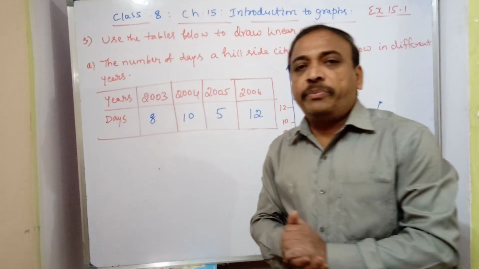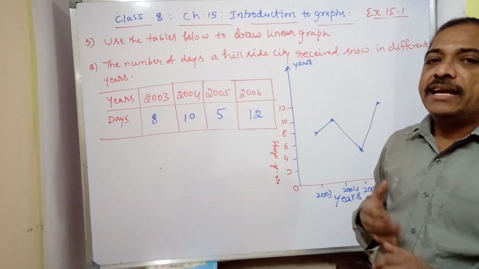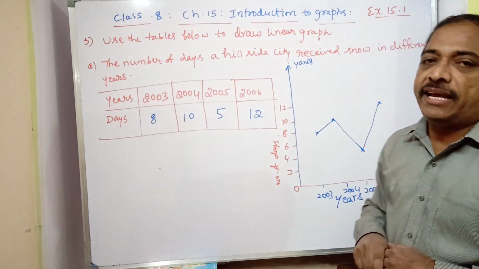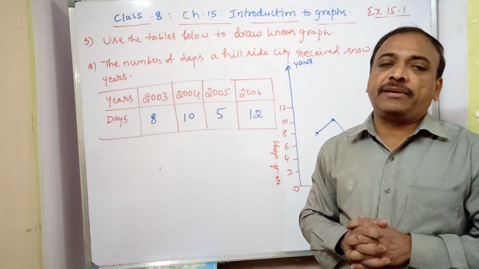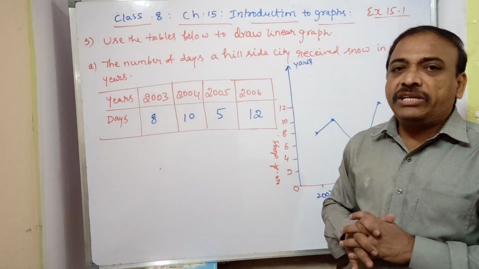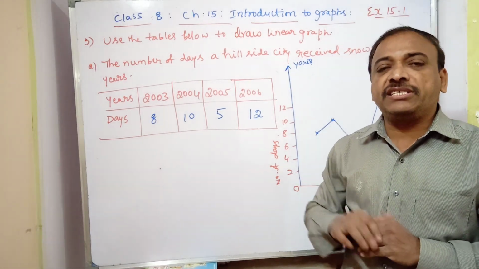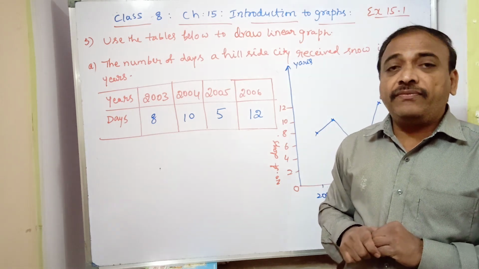Students, I hope you understood how to represent information graphically as a line or linear graph. Exercise 15.1, fifth question, B bit: a comparison of two representations is given that you have to represent on the graph sheet.